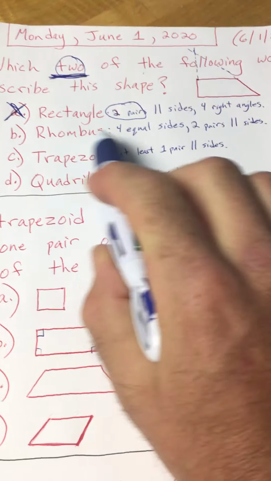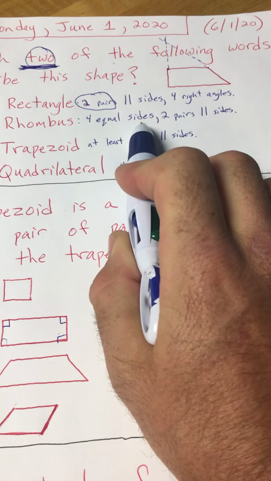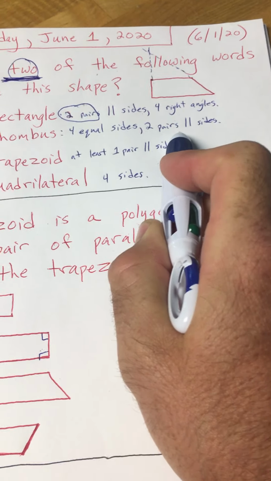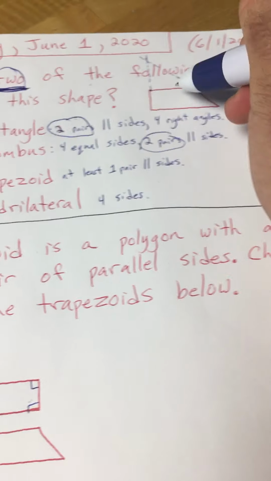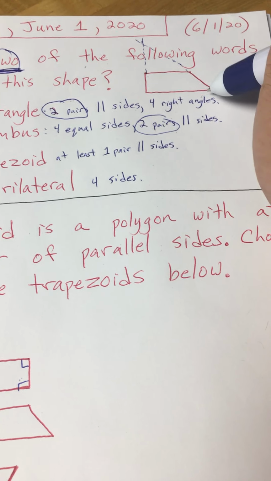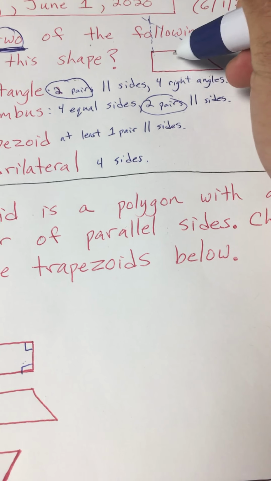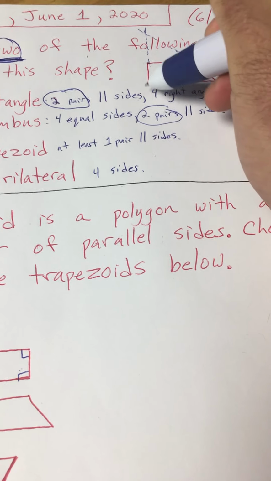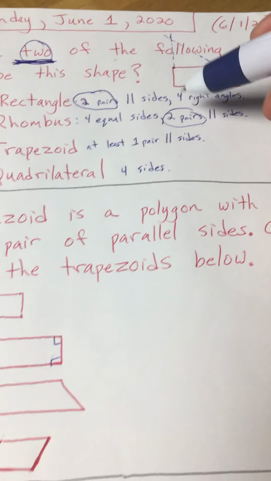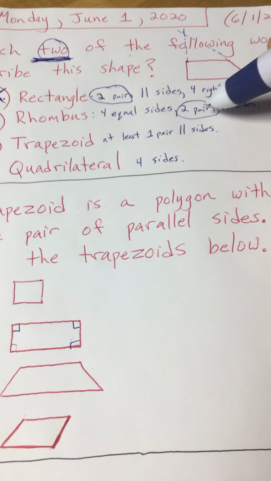Now let's look at rhombus. The definition is it has four equal sides and two pairs of parallel sides. So again, it only has one pair of parallel sides. This pair here. One and two sides that are parallel, that's one pair of parallel sides. But again, these ones are not parallel. So right there, it can't be a rhombus.